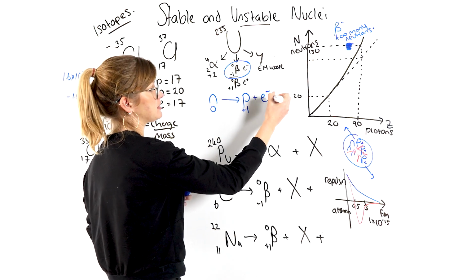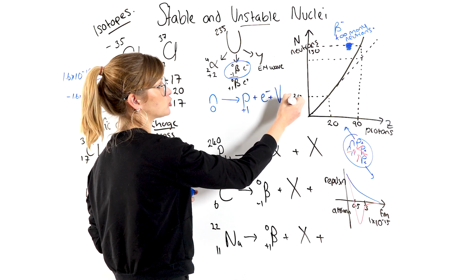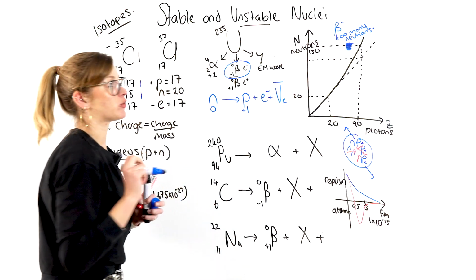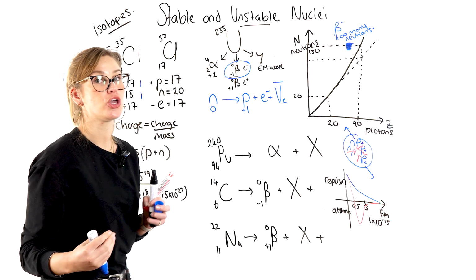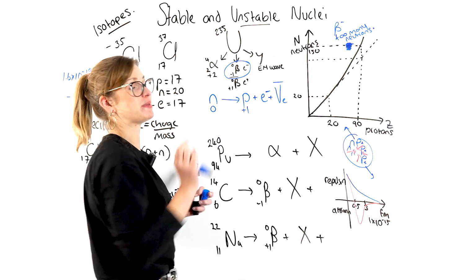The other thing that gets emitted here from the nucleus is called a neutrino, an antineutrino. And we're going to look in a later video at how you figure out that that's an antineutrino. But right now, we're just concentrating on how do we know that it was a beta minus decay.